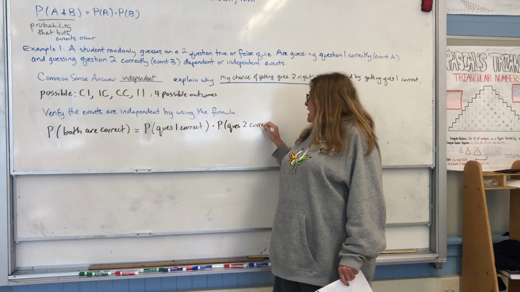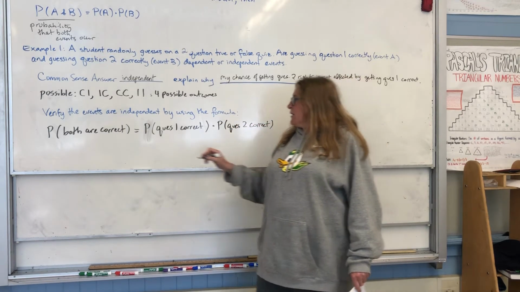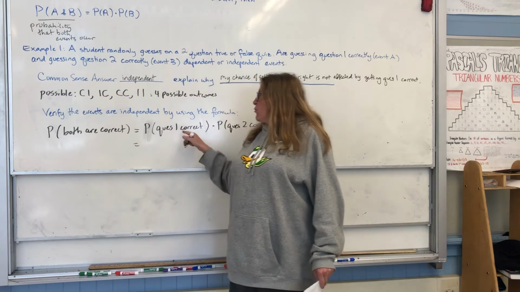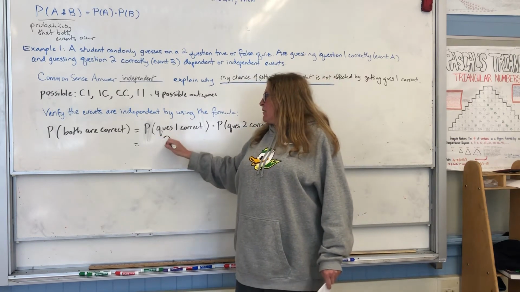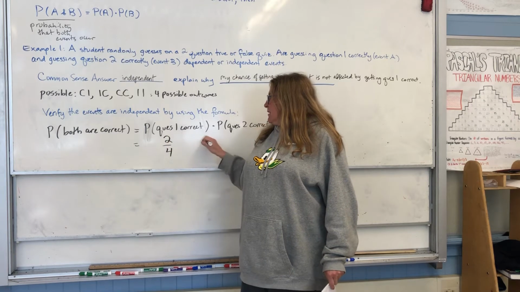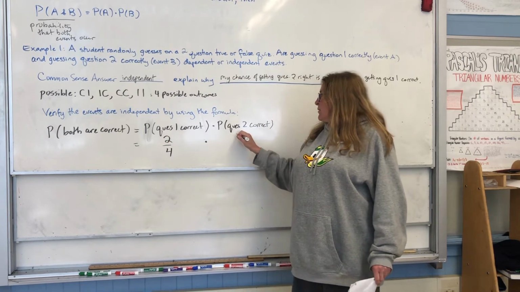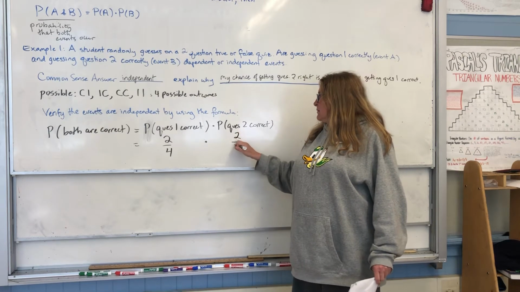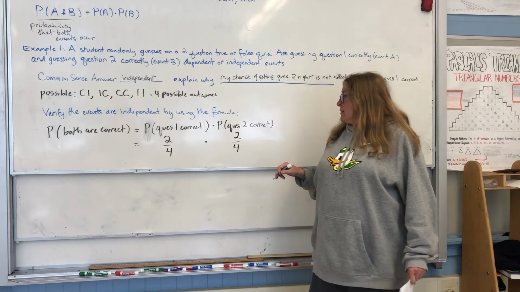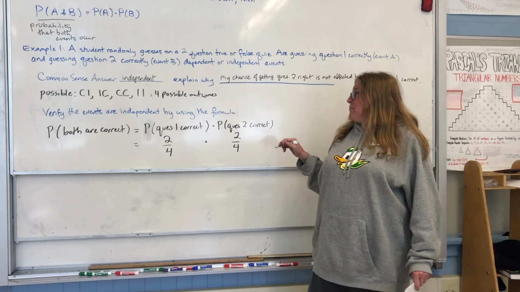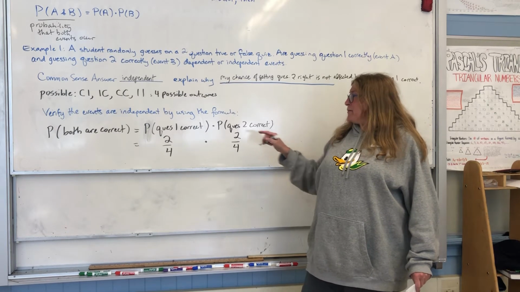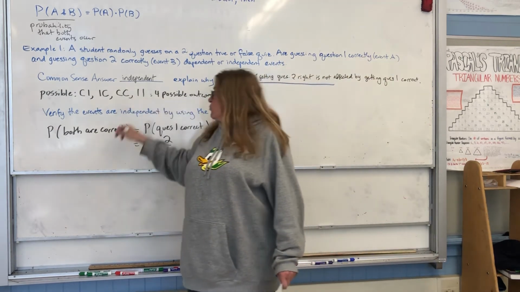Okay, so let's say we want the probability of both of them being correct. The probability of getting question 1 correct is 2 out of 4. And the probability of getting question 2 correct is also 2 out of 4. Right? So what's the probability that both are correct? Well, the probability that both are correct is 1 out of 4.